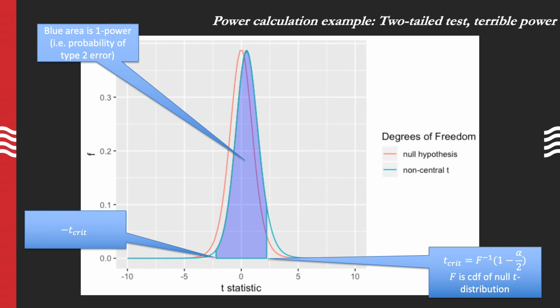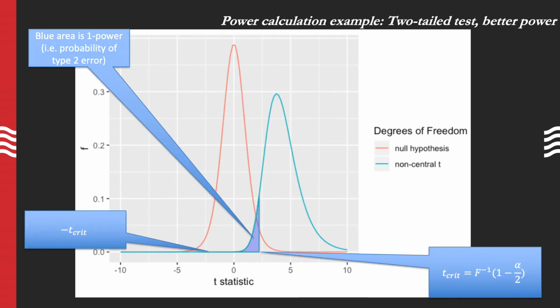If I integrate my non-central t distribution over the acceptance region of that hypothesis test, so I integrate it from negative t-crit to positive t-crit, I get that blue area, and that is the probability of a type 2 error, the probability of falsely accepting the null hypothesis when it's not true. 1 minus that is the power of my study. So the fact that that blue area is large means that my power, 1 minus that area, is small.